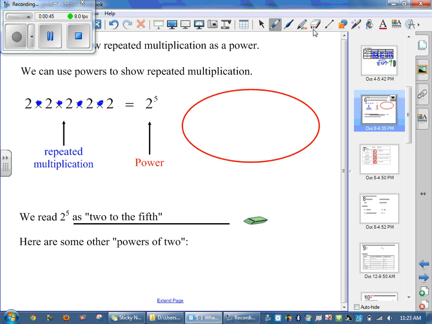Here's another example. Let's use the example 3 to the 4th power. How would I write that as repeated multiplication? Hands up, please, don't holler out. How would I write 3 to the 4th power as repeated multiplication? Good. So how many 3s should I have? 4. Exactly. I should have 4 3s.